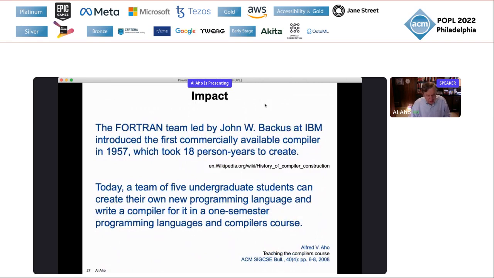The impact of the abstractions and algorithms presented in these books and developed by the field has been substantial. They have transformed the field of compiler design from an art to a science. The first Fortran compiler built by IBM in the 1950s took 18 experienced staff years.